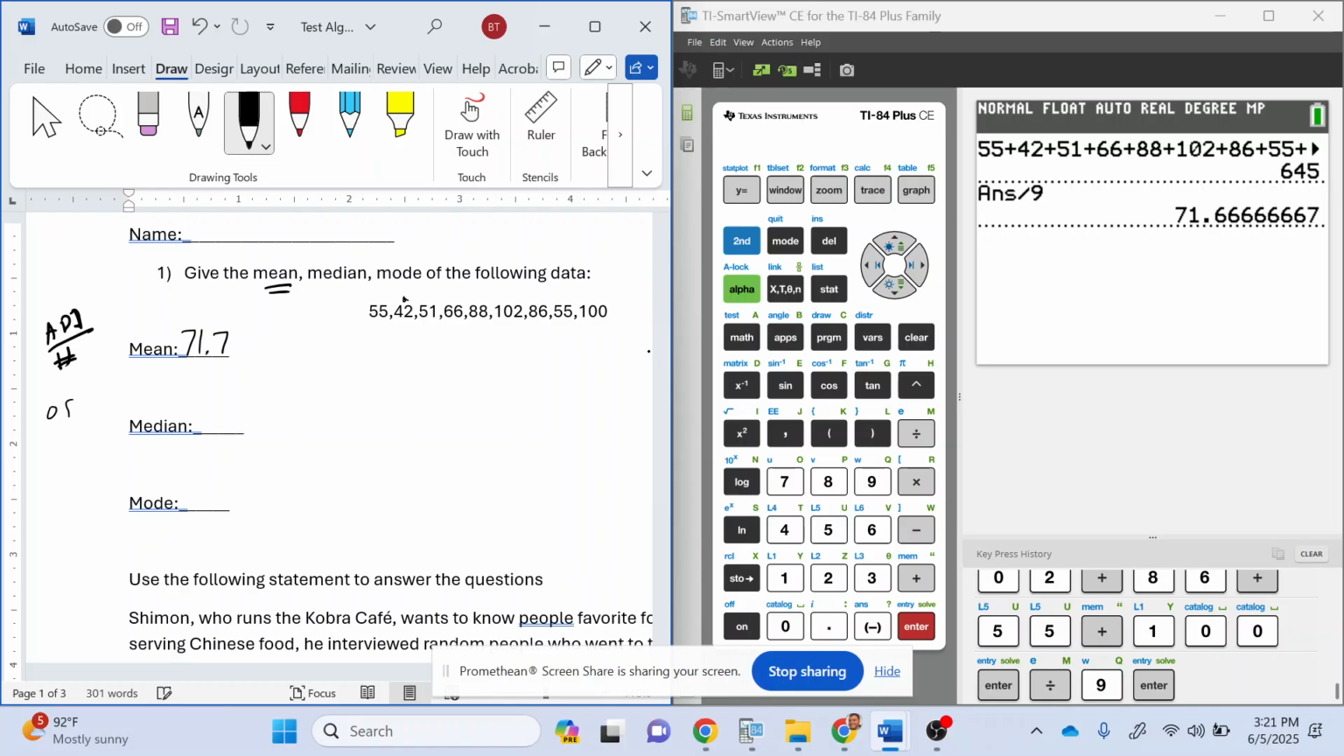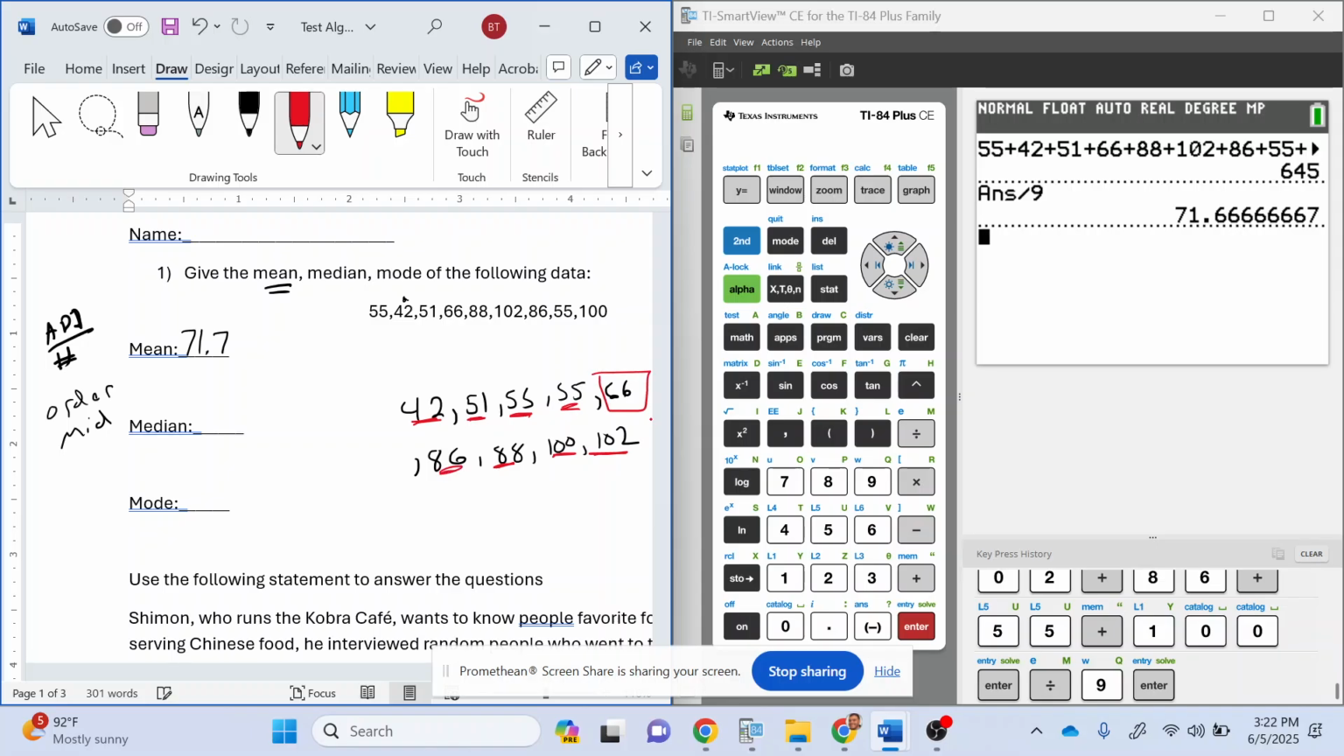First, you put them in order, then you find the middle. So 42, I see 51, 55, 55, 66, 86, 88. Good. Before we do that, the median, I just want to do it for the video. We find the middle by just going from the outside in. These are the most outside. Now these are the most outside. Now these are the most outside. Now these are the most outside, which means I only have one thing in the middle, which is 66.